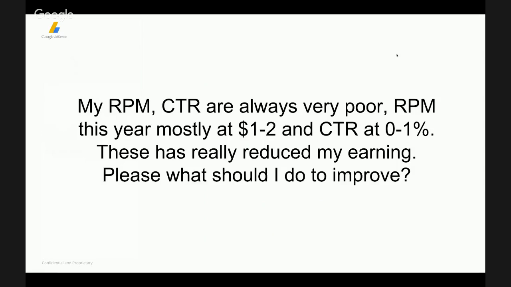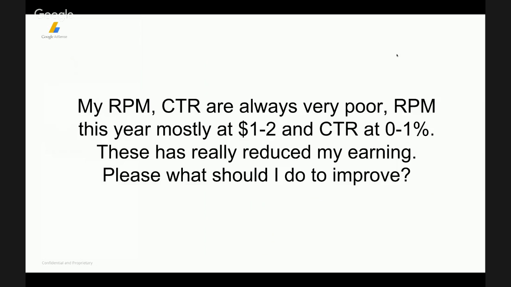So, jumping to the next question, again, a very, very interesting question. I chose this not only because a lot of people have asked similar questions, but because I think it is very important to understand. The question is: my RPM and CTR are always very poor. RPM this year, and I guess last year, was mostly at $1 to $2, and CTR around 0 to 1%. These have really reduced my earnings. Please, what should I do to improve?